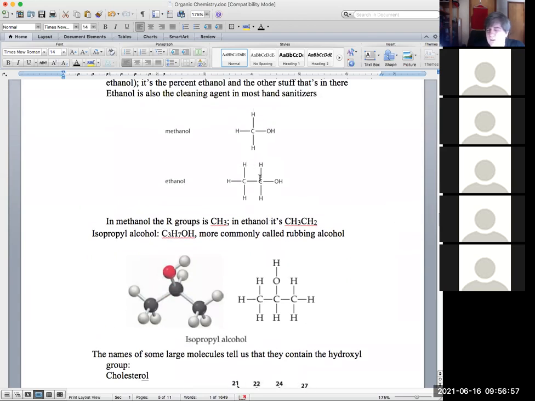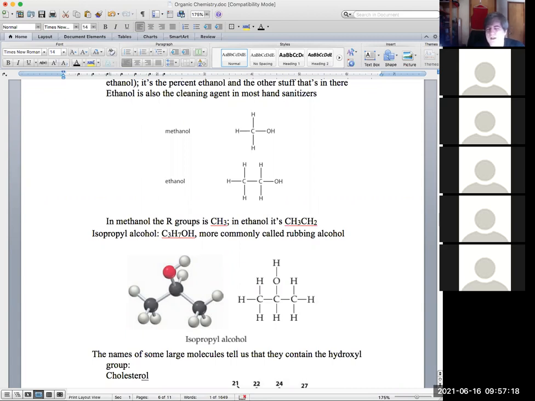Now, again, if you think about what R is, it's everything past the OH group. So in methanol, the R group is CH3. In ethanol, the R group is CH2CH3, or C2H5 if you prefer. You could add them both up.